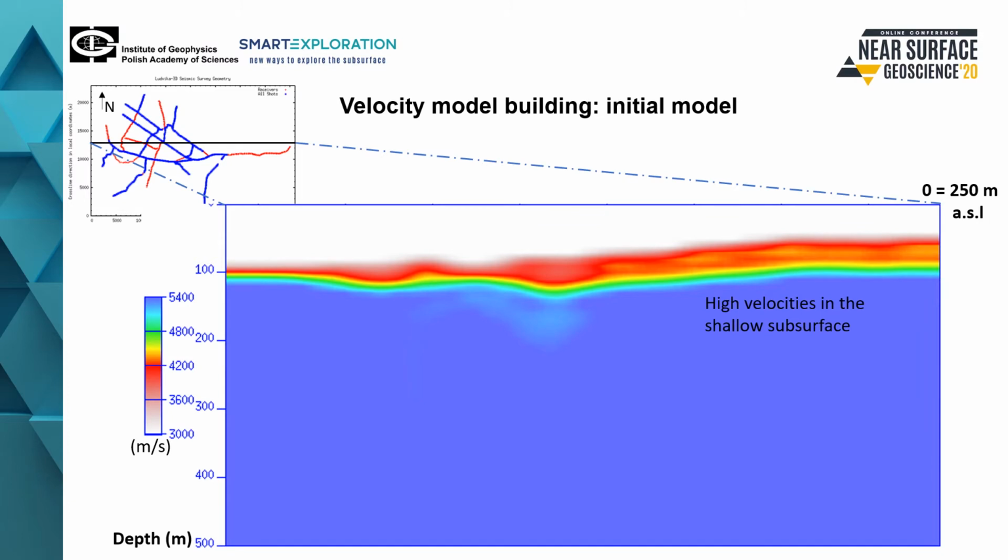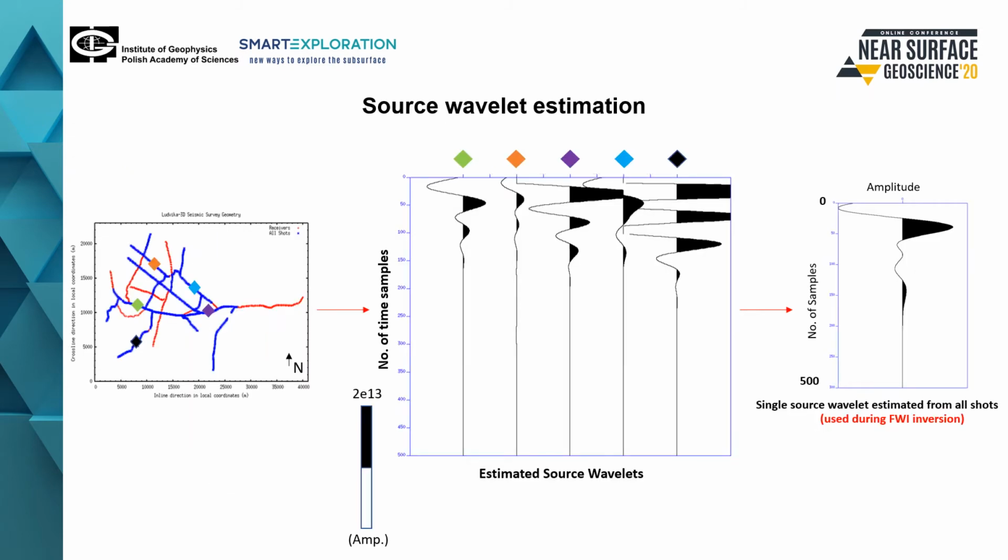Now I am showing a vertical section cross-cutting the central part of the survey area. We can see that in depth, the velocity detail is restricted to the first few hundred meters from the surface, and after that, the velocity model is almost 1D. The last crucial part to start the inversion is to obtain a source wavelet.